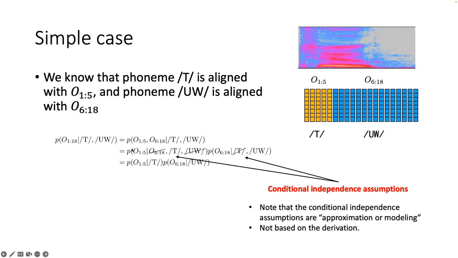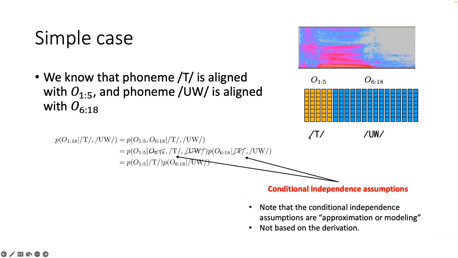And then to produce this 1 to 5, since this is already aligned here, it's only depending on the T, which is again an okay assumption, although strictly speaking, I don't think this is very correct. Same for the second component, O6 to 18. It can actually be highly dependent on this phoneme to generate this one, but using the conditional independence assumption, we eliminate this dependency. And then the result is like that.